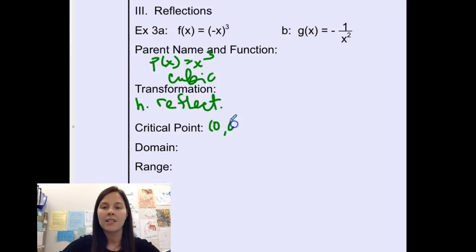Reflections do not impact that critical point. It's still multiplication. It's just by a negative this time. And because it's our cubic function, the domain and range are all real numbers, and that's unaffected by any transformation.